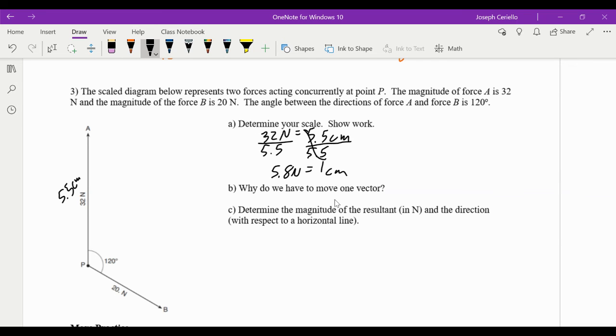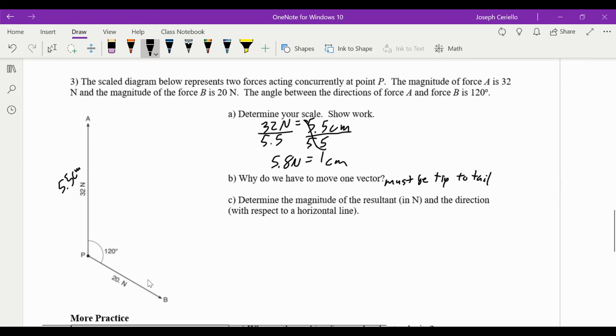Now, the question here says, why do we have to move one vector? It's because we have to be tip to tail. Must be tip to tail. These are not tip to tail right now. They're tail to tail. No good. I got to move one of them. So the question is, well, which one do I move? Think about this. Vector B is a little bit challenging. If you were to redraw vector B tip to tail with A, it would look something like this. You have to get that angle just right, though. And that's a little bit annoying and not impossible, but it would involve more work to do it right.